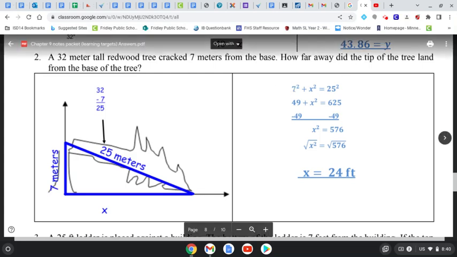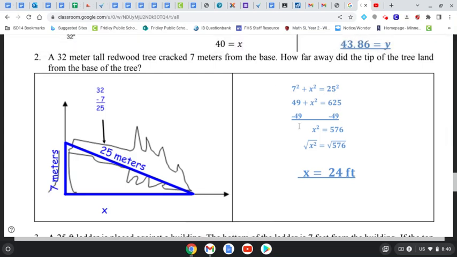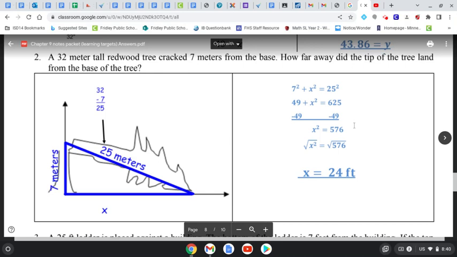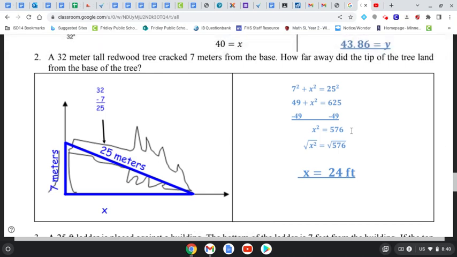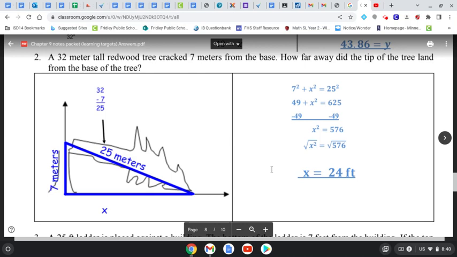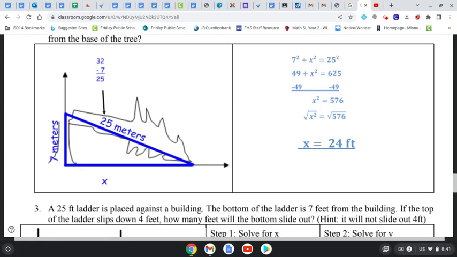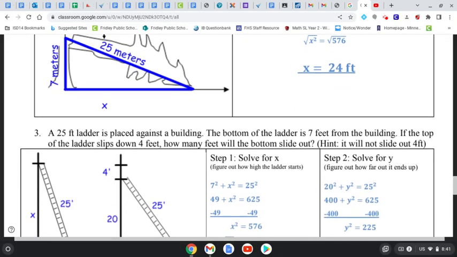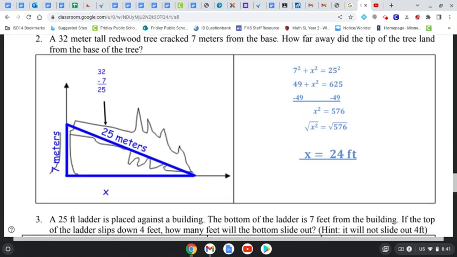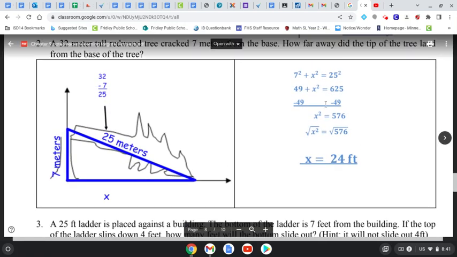Solving that for x, we square both sides, subtract 49, and we end up with x squared equals 576. Then we go ahead and square root 576 to get 24. So that distance across here on the bottom is 24 feet. And I'll go ahead and stop this video here and do the next problem in a second video.